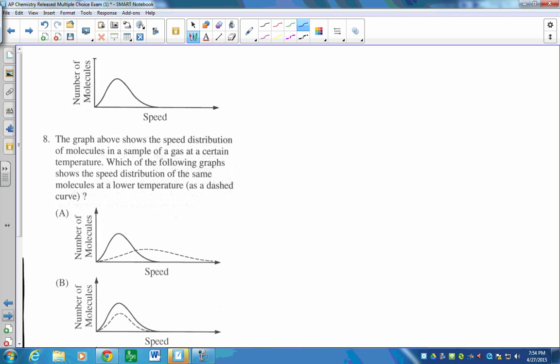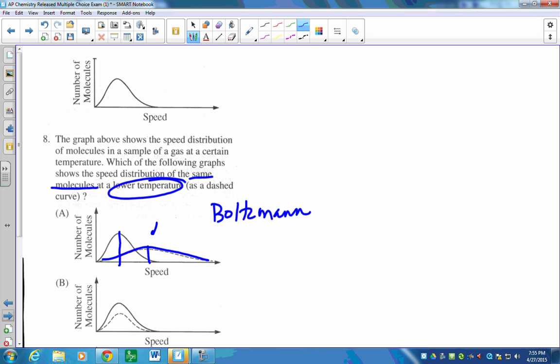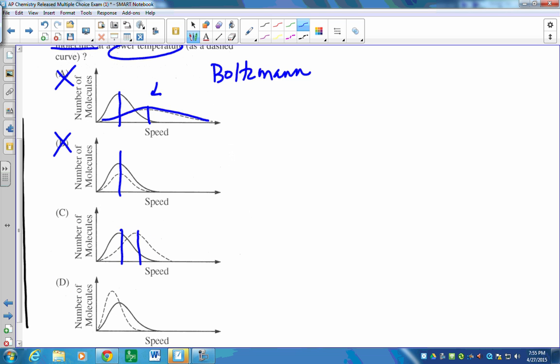Okay, I did this one with you before. This is called a Boltzmann distribution, and it's just like a big old bell-shaped curve. Okay, the speed distribution of molecules in a sample of gas at a certain temperature. Which of the following graphs show the speed distribution of the same molecules at a lower temperature, meaning it's getting colder? And it's obviously not this one because the average speed went up. It's supposed to go down. It's not this one. The average speed didn't change. When it's colder, it's supposed to go down. It's not this one. The average speed went up. It's supposed to go down. It is this one.